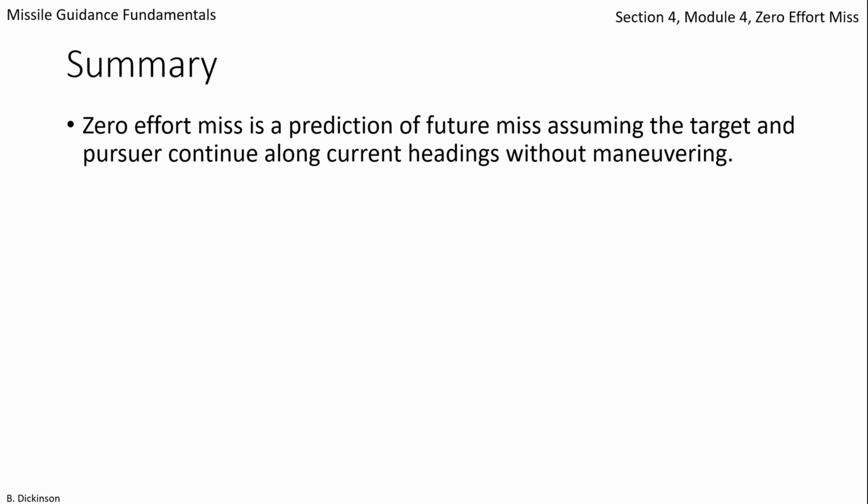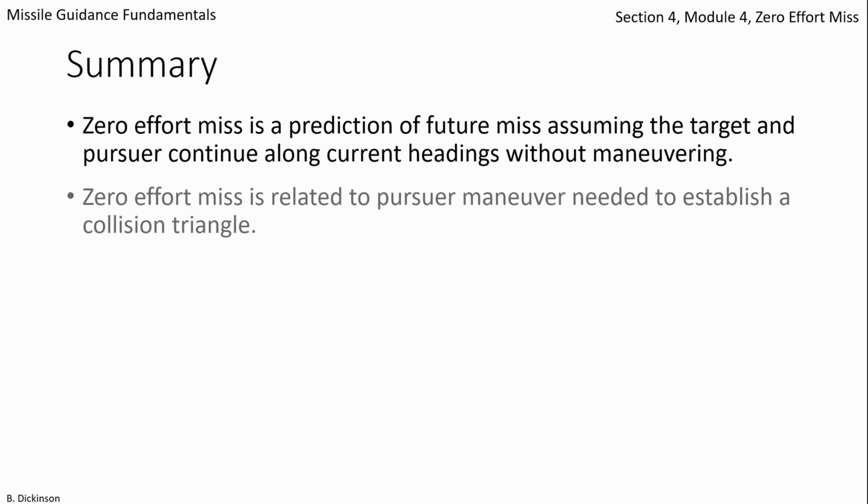In summary, zero effort miss is just a prediction of future miss distance starting from the current time and assuming that going forward the pursuer and target don't maneuver. They continue on their immediate headings. We saw that zero effort miss is also related to the pursuer maneuver necessary to establish a collision triangle. If zero effort miss is 0, no maneuver is needed. But if zero effort miss is large, then greater maneuver by the pursuer is needed to get on the collision triangle.